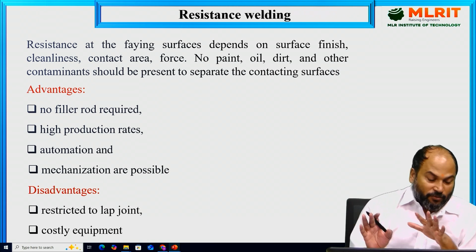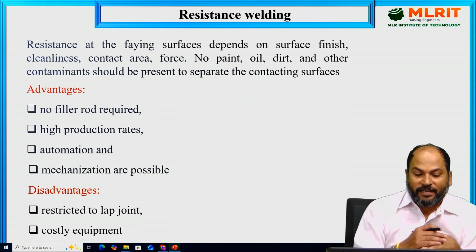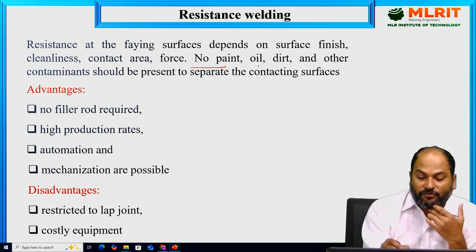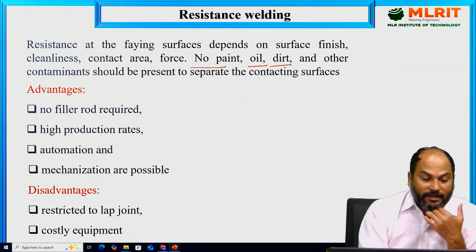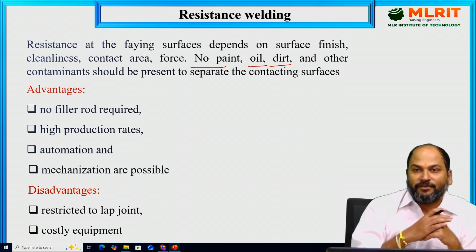Resistance and the faying surface. Okay, so now what you have to take care of before welding is that there should be no paint, no oil, and no dirt or other contaminants present on the parts that we are going to weld together.